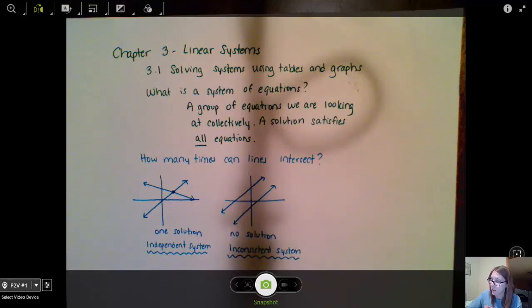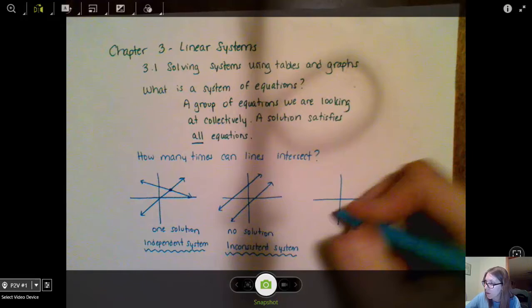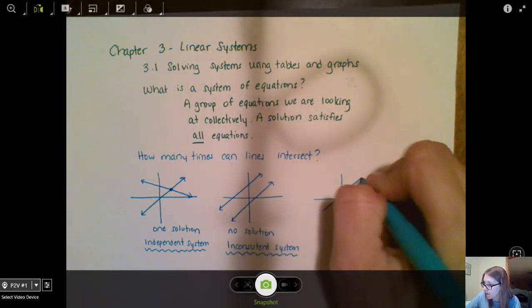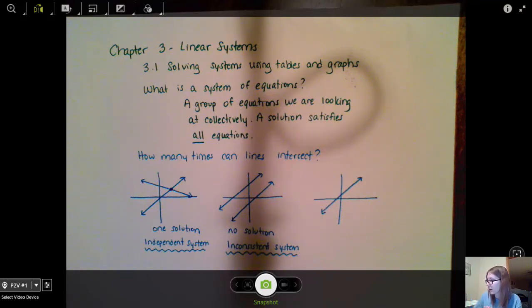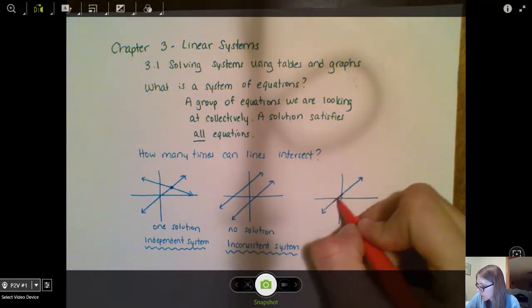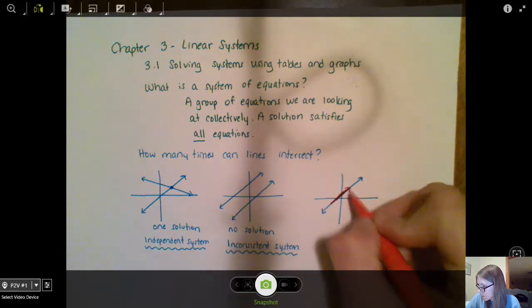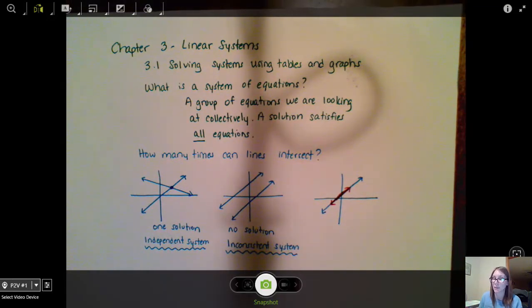And then finally, we could potentially have two lines that lie one on top of the other. So I'll use that blue line here, and then I'll do red. Go Rams. Where those two lines lie directly on top of each other.